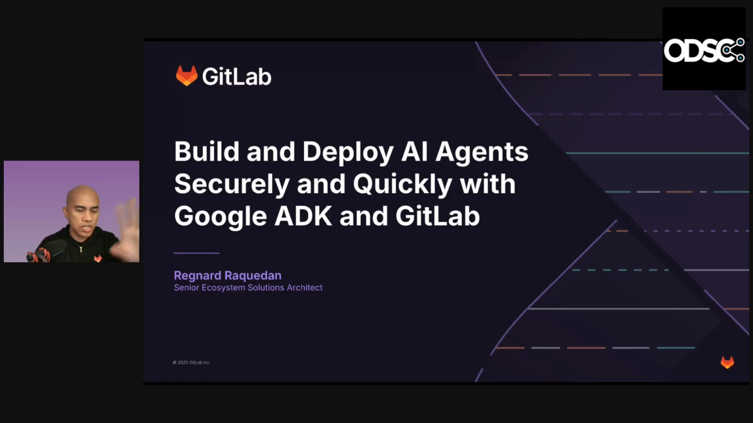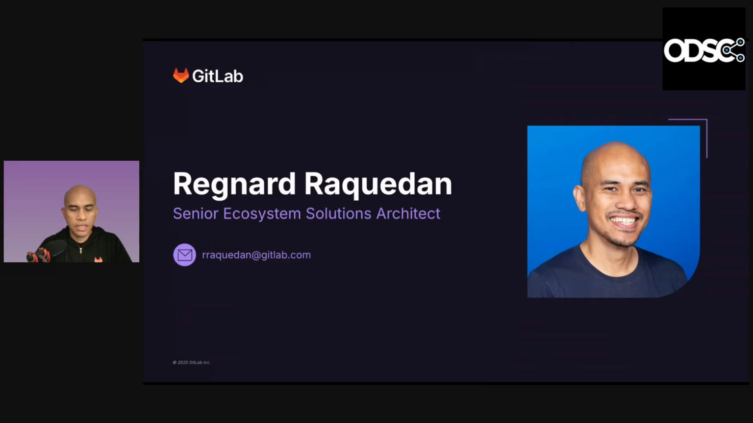The title of this session for the next 30 minutes or so is Build and Deploy AI Agents Securely and Quickly with Google ADK and GitLab. A little bit of introduction of myself. I'm Regnard Raquedan, a senior ecosystem solutions architect at GitLab. I'm based in Toronto, in Canada, originally from the Philippines, but Toronto's my home, and I live in Toronto with my wife and 4 daughters. It's a fun house now.